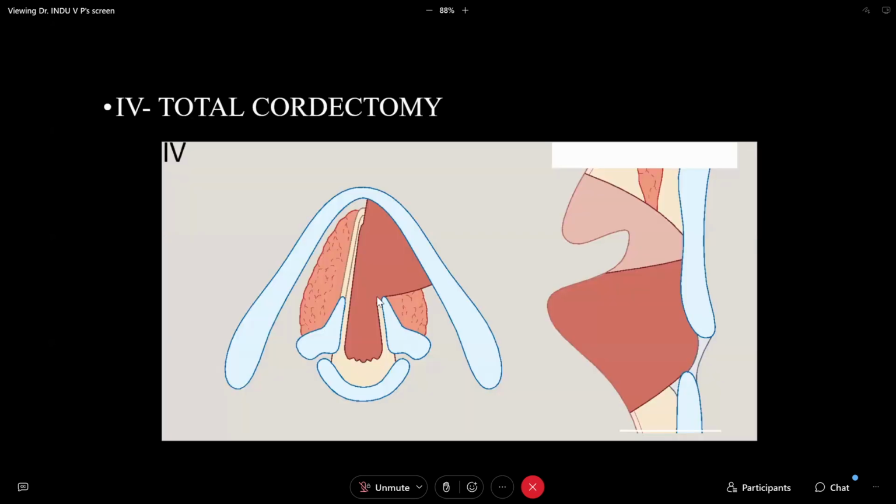And the type 4 is the total cordectomy. Here we are resecting the entire cord, which extends from the vocal process of the arytenoid till the anterior commissure. Here the margin is taken as the inner margin, including the inner perichondrium of the thyroid cartilage.